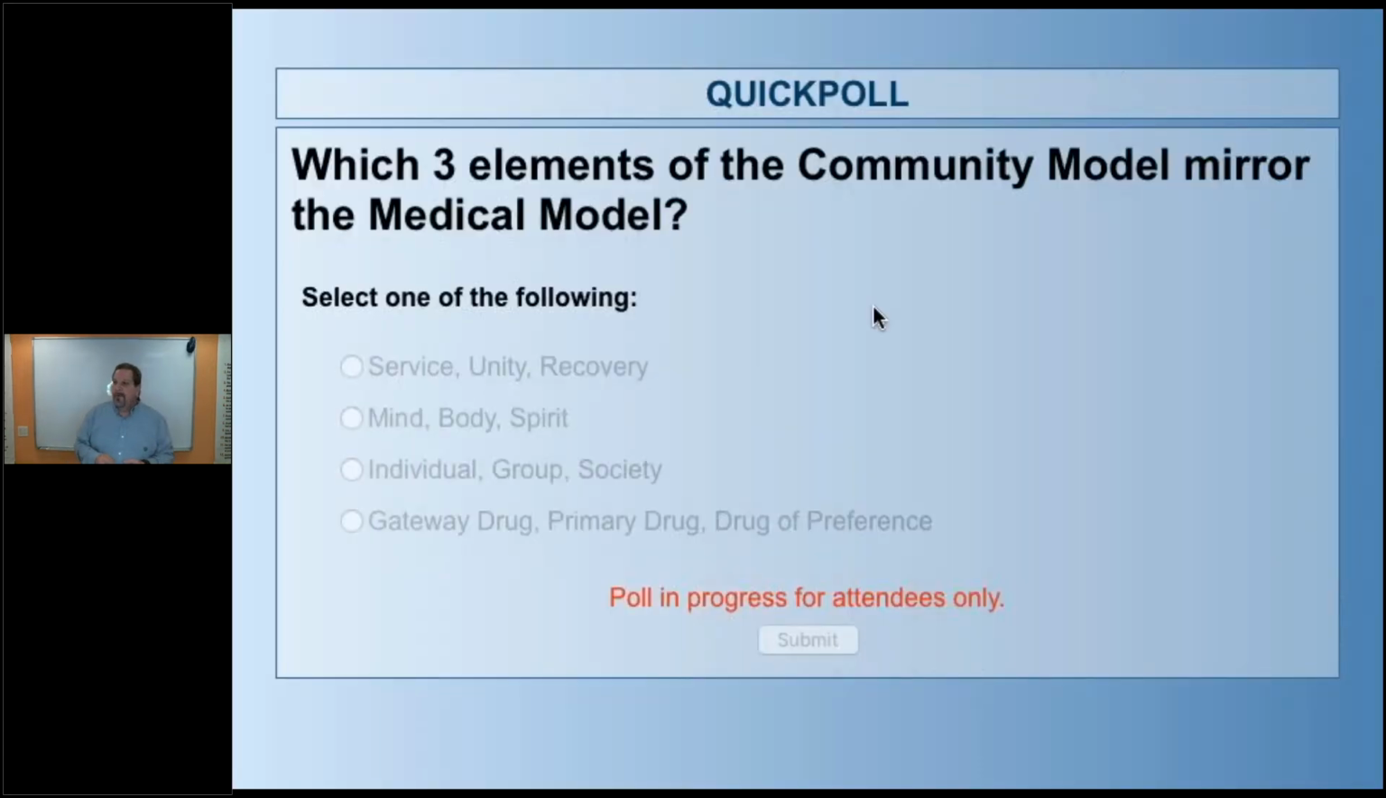Dave's about to drop a poll, and the poll says, which three elements of the community model mirror the medical model? It should say mirror the recovery model. So instead of medical model, recovery model. Sorry. So the responses are service, unity and recovery; mind, body, spirit; individual, group, and society; or gateway drug, primary drug, and drug of preference.